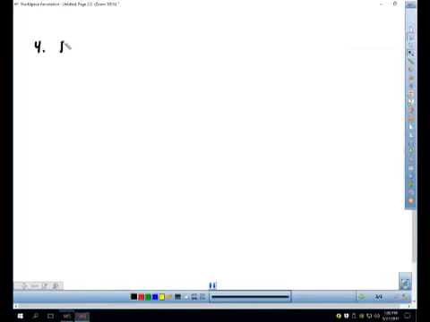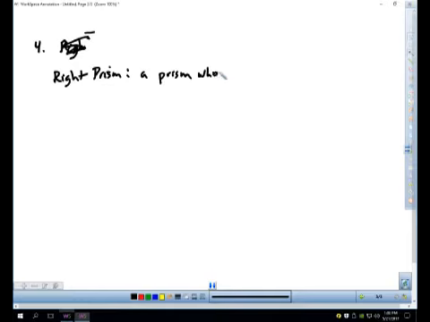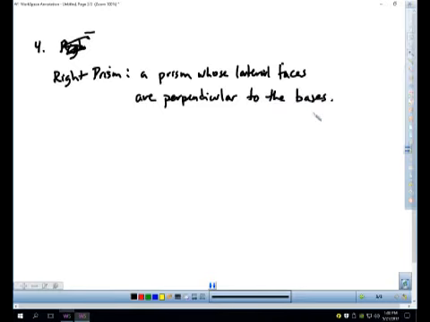The last two terms we're going to talk about are related to each other. We're not going to talk about the one very much right now, but the next term in our list is right prism. The definition of a right prism is a prism whose lateral faces and lateral edges, the sides of it, are perpendicular to the bases. So the big key here is the word perpendicular. Perpendicular is why this thing is called right.